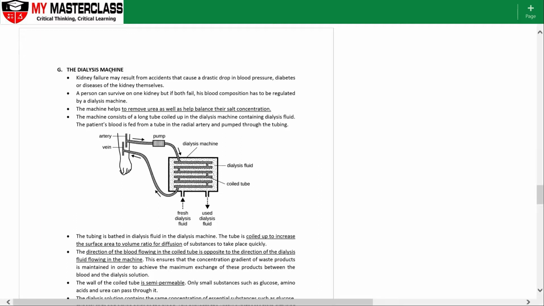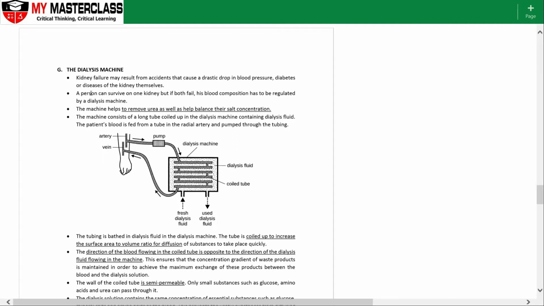So kidney failure can take different forms. It can be chronic due to old age or due to a long lifetime of eating rubbish food, etc. It can also be due to accidents. Okay, so when that happens, there will be a drastic drop in blood pressure. There can be diabetes and a whole issue of electrolyte imbalance, etc. So on and so forth.